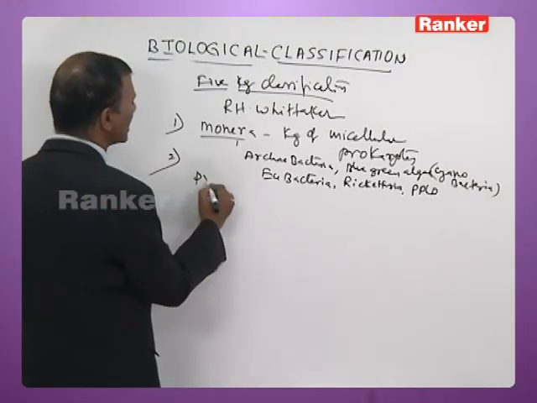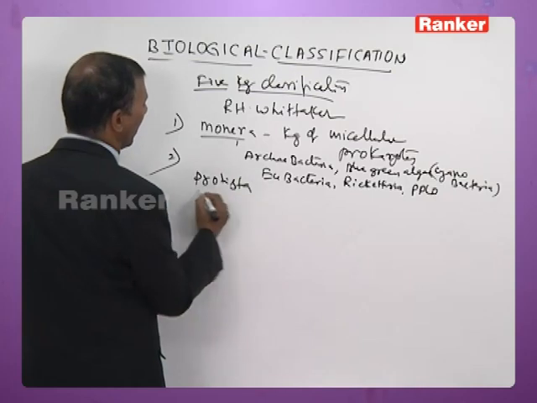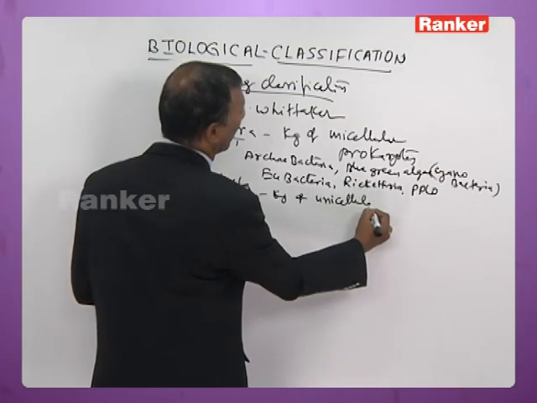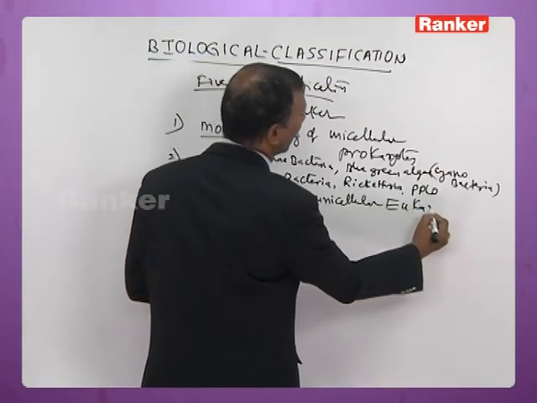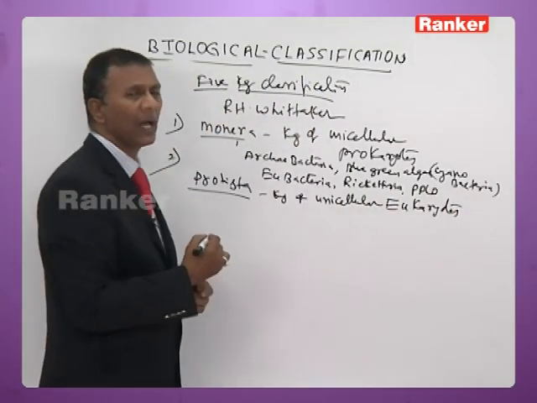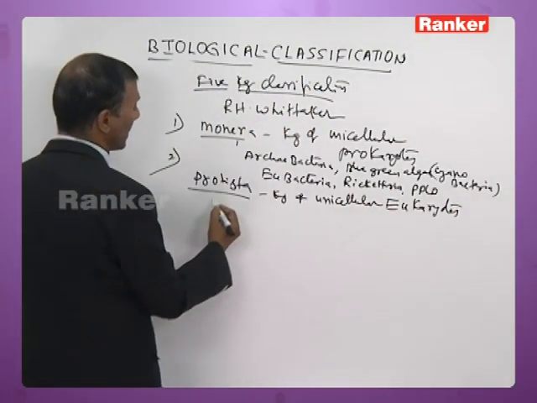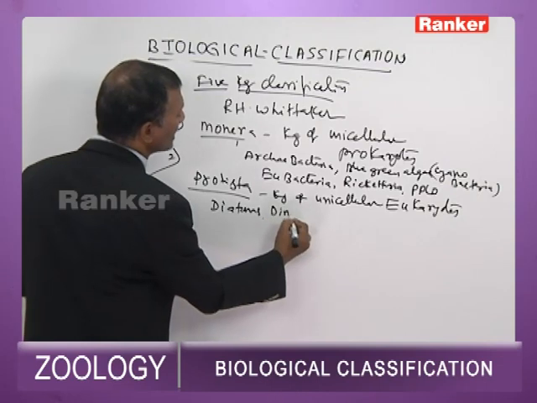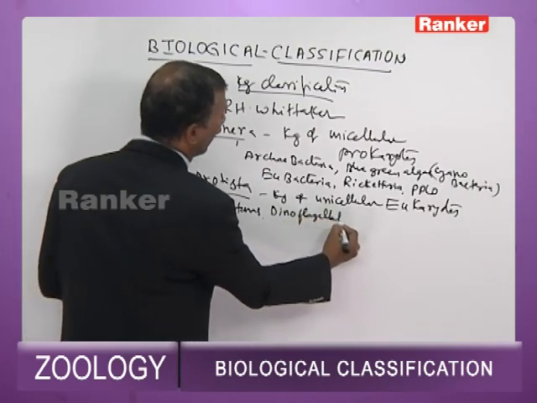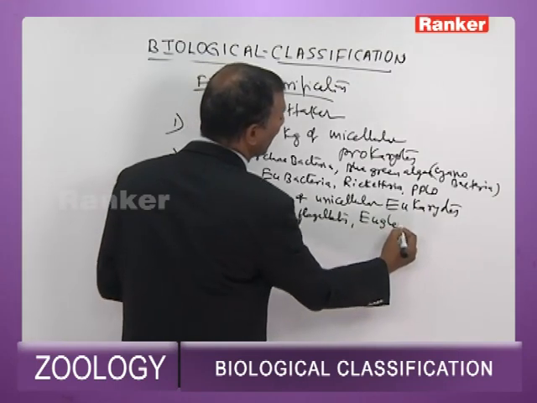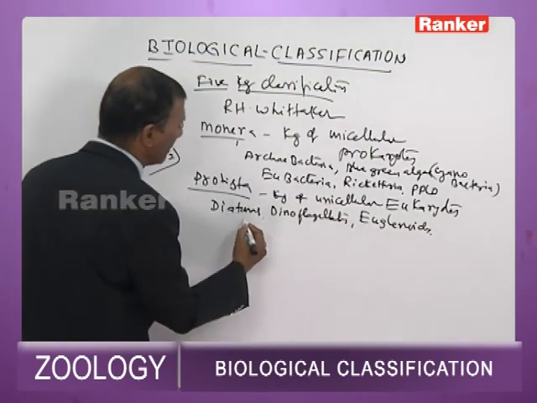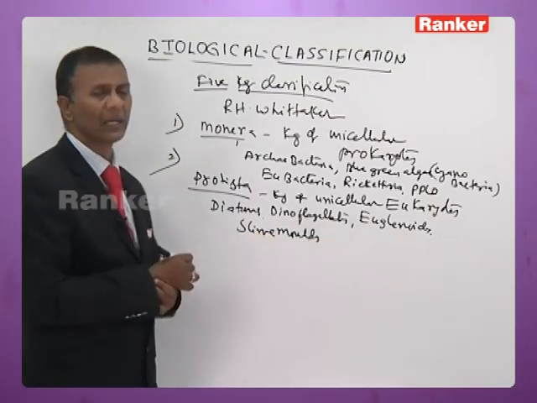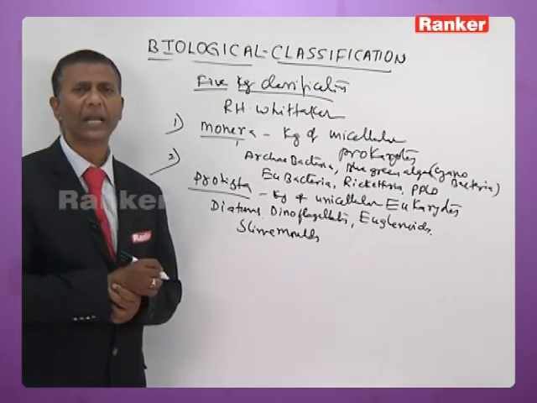Then you have the second one, Protista. Protista is called the kingdom of unicellular eukaryotes, and it includes diatoms, dinoflagellates, euglenoids and slime molds. It includes diatoms, dinoflagellates, euglenoids and slime molds.